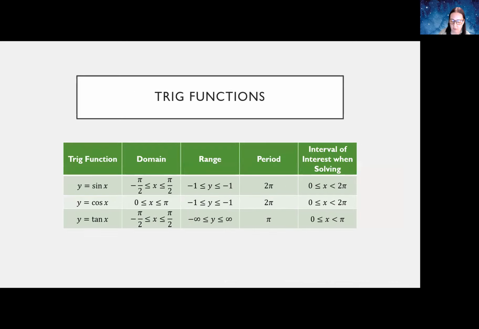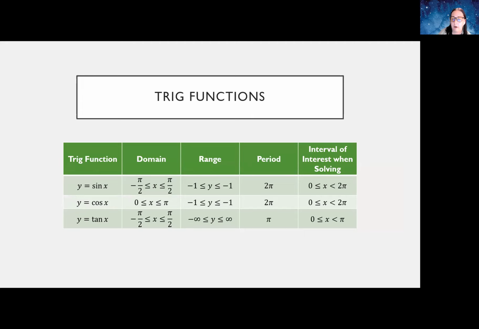I'll get my slide to move. There we go. You also need to have some knowledge of the domain and the range of the 3 most common trig functions, sine, cosine, and tangent, as well as the period of these trig functions.